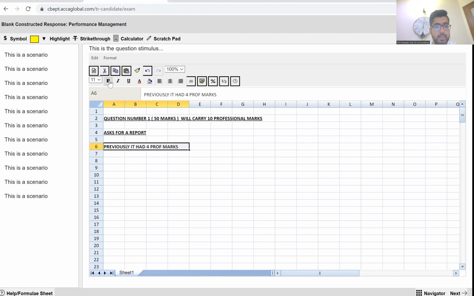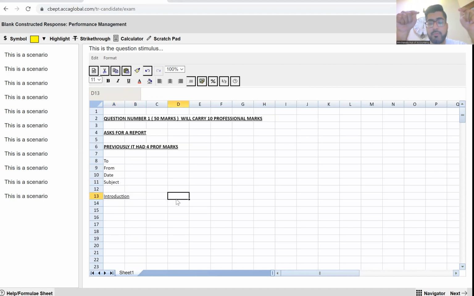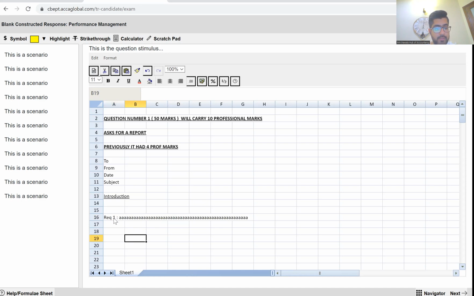Students who have studied from me know that previously this question had 4 professional marks. So to earn those 4 professional marks, what did I guide? It asked for a report, and I guided you that the report should have a pattern: to, from, date, subject. To board of directors, from anyone, date, XXX, subject, any 2-word statement. Then it had an introduction, and then requirement 1, requirement 2, requirement 3. Then I told you every requirement should have headings. Like for requirement 1, you gave a heading of requirement 1. Then requirement 2.